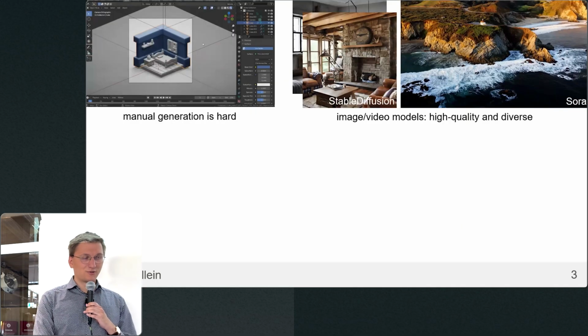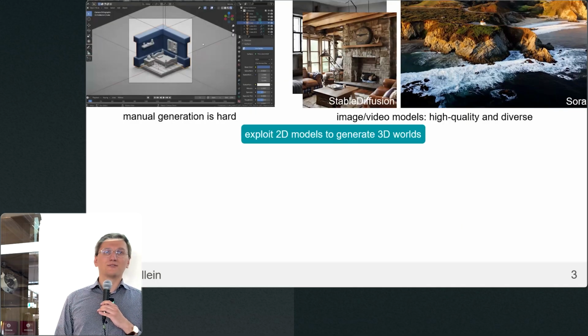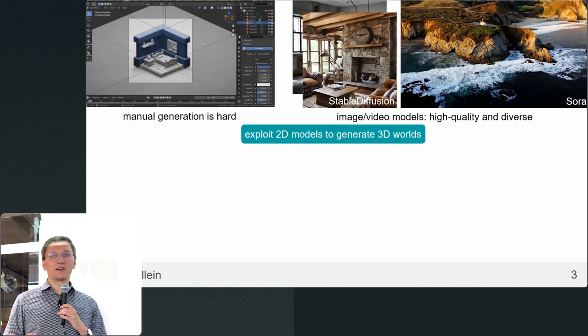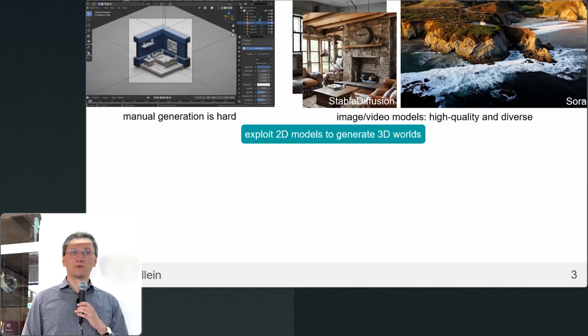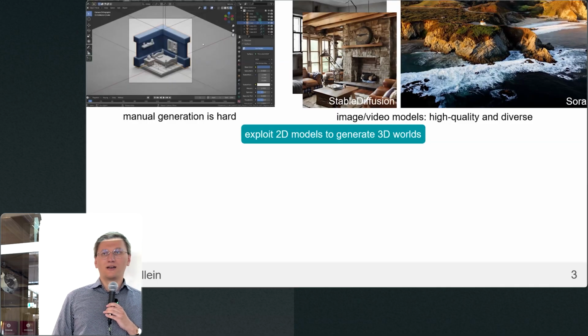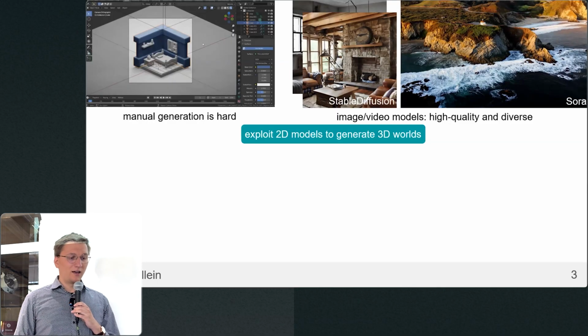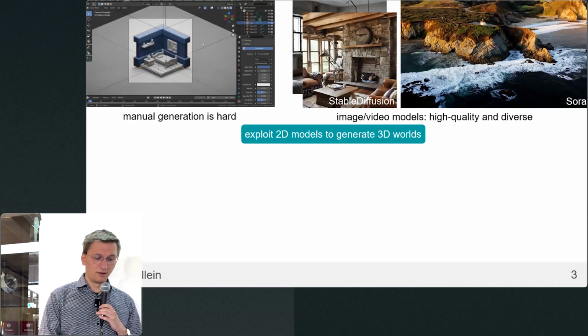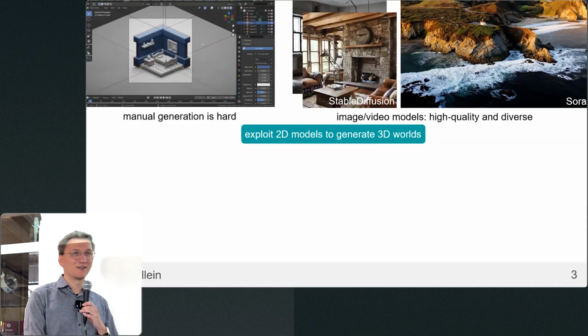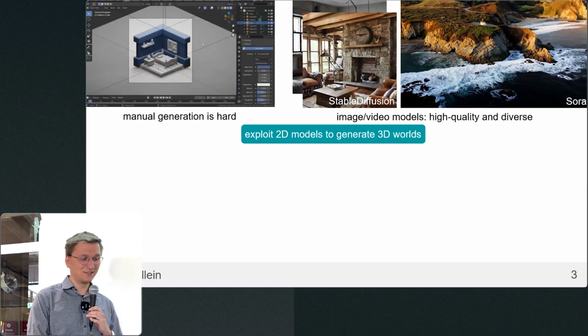So the question naturally becomes, is it possible to leverage these 2D prior world models to generate 3D scenes automatically without requiring much expertise? And this is what my research is about, and I'm also talking about this blue box basically during this talk. And why is it a good idea to know how to do this?